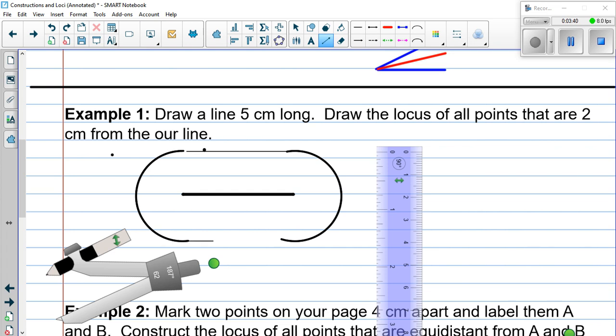And similarly on the bottom part, we can just run it through and we can just end up taking away. So this would be our locus. So the locus of all points that are 2 centimeters from our line is this entire shape. And so when I say the entire shape, it's this, right? It's this, anything that lies on that line. Not inside, not outside, just along that line.